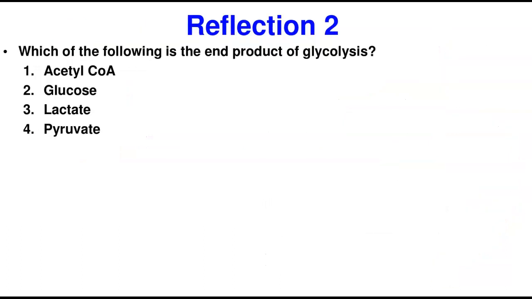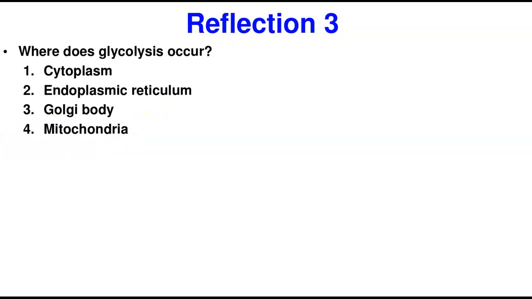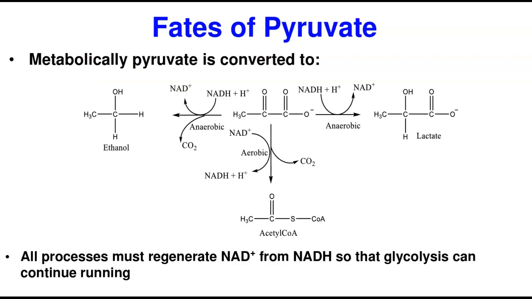Let's now move to the next thing. Reflection 2. It says, which of the following is the end product of glycolysis? You should have known. Glycolysis results in the generation of 2 moles of pyruvate. That becomes the answer. Again, another question. Reflection 3. Where does glycolysis take place? I said this. Glycolysis takes place not in the mitochondria. It takes place in the cytoplasm. All right. It is compartmentalized at the cytoplasm. All right. Let's move to the next thing.